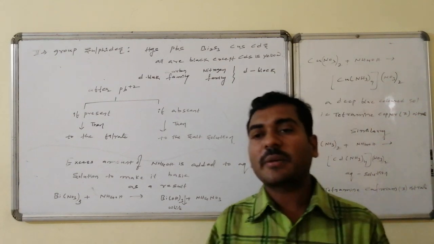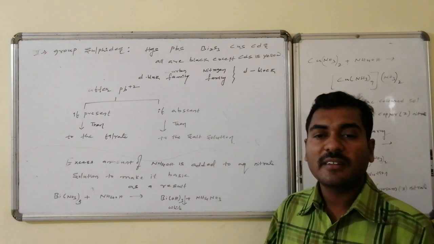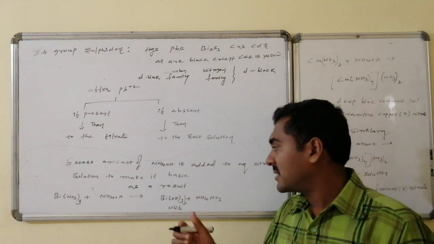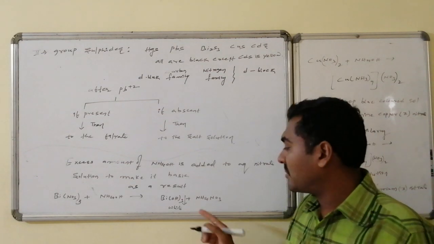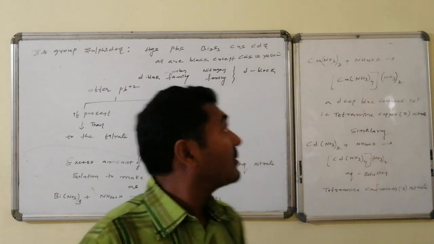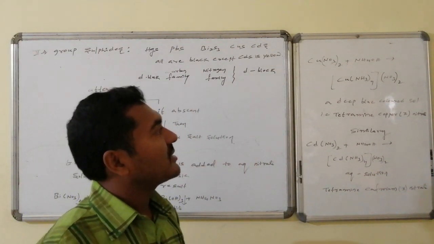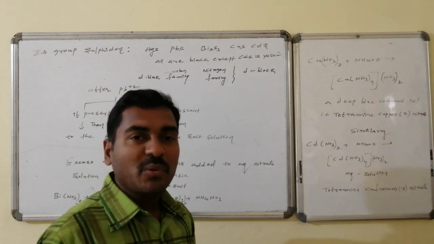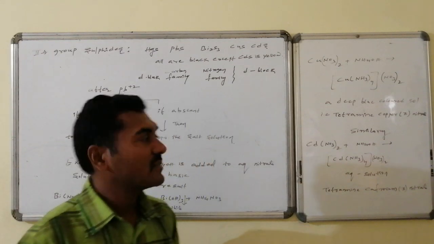In this reaction, if any bismuth nitrate is there, on reaction with ammonium hydroxide it is converted to bismuth hydroxide, which is a white precipitate. Whereas if copper nitrate is there, in aqueous solution, it reacts with ammonium hydroxide and a blue colored solution, that is tetraammine copper(II) nitrate, is formed.